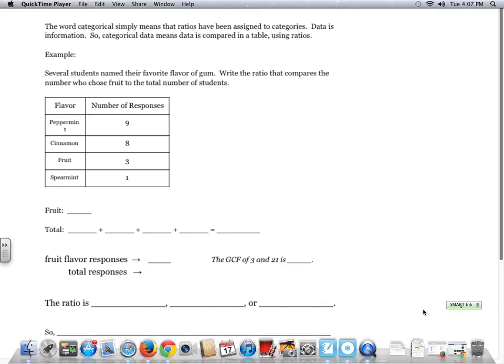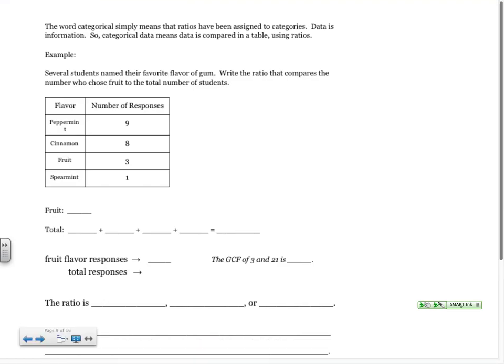So here's your example. Several students name their favorite flavor of gum. Write the ratio that compares the number who chose fruit to the total number of students. So it's an easy problem. I'm just taking it step by step for you. Notice whenever you are using ratios, two things are being compared. So what two things are being compared? The number who chose fruit to those who are in the total number of students. So two things are being compared.